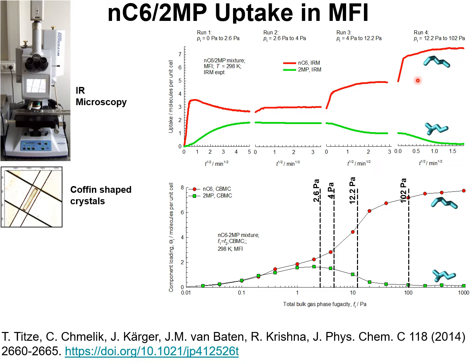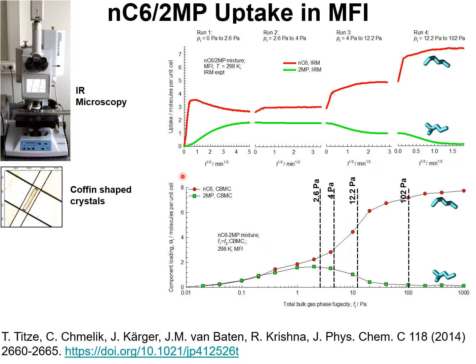And this decrease benefits the uptake of normal hexane. And in the 4th run, the pressure surrounding the crystals is increased from 12.2 pascals to 102 pascals. And then we see that the component loading for normal hexane reaches a value that exceeds about 7 molecules per unit cell. Recall that the saturation capacity is 8. And the component loading of 2-methylpentane decreases to virtually 0.